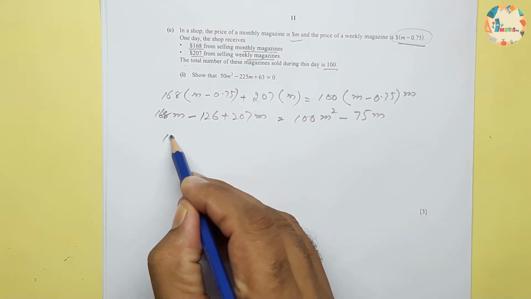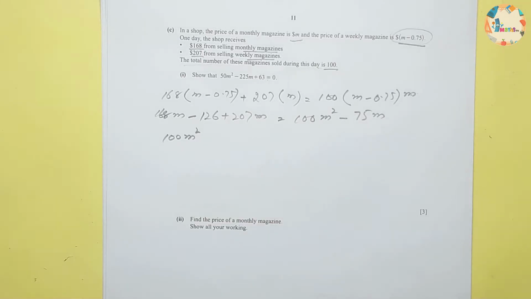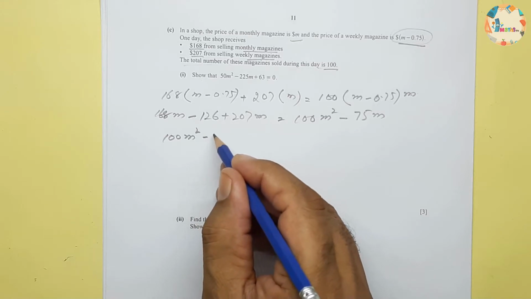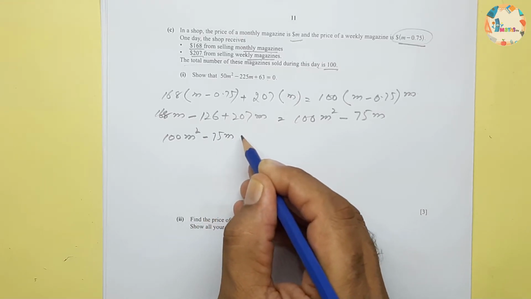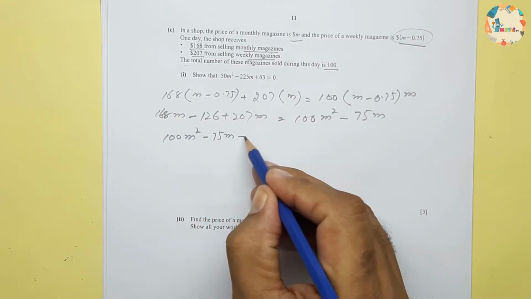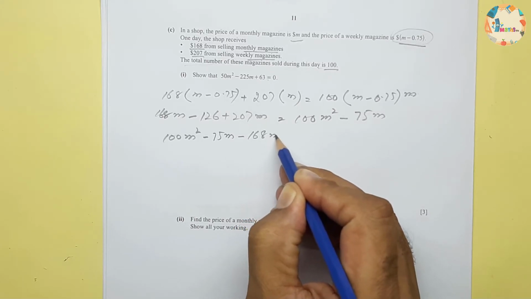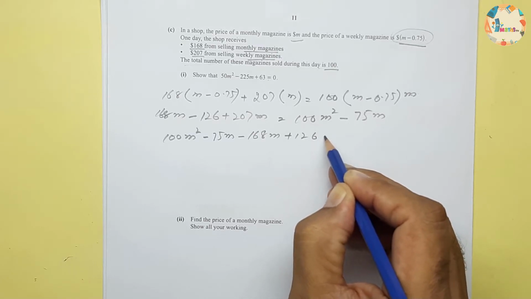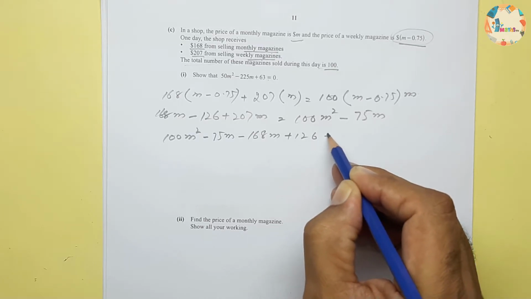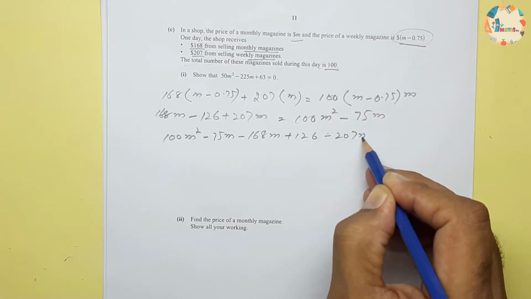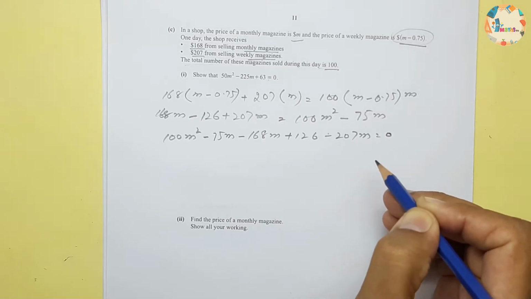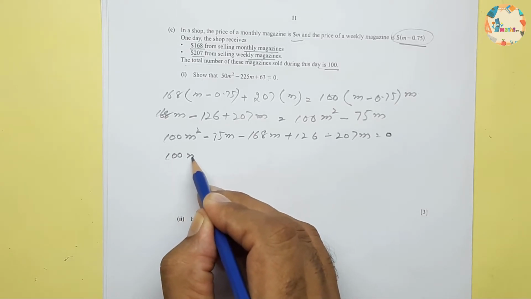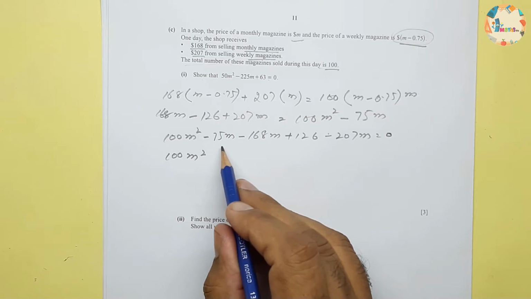So 100m squared, minus 75m, minus 168m, plus 126, and minus 207m is equal to 0. So this will be our equation, with 100m squared as it is, and this will be m.